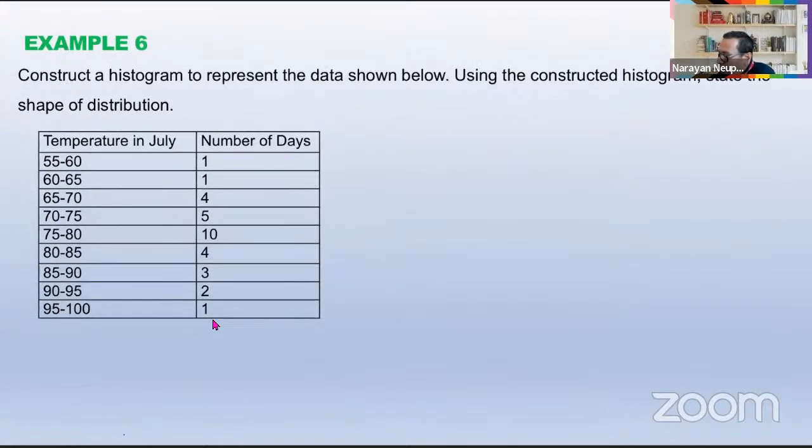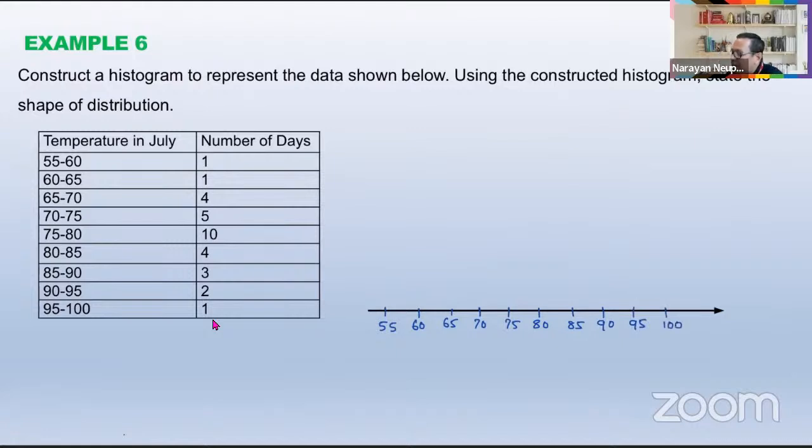So I'm drawing my x-axis here. Suppose that is my x-axis. You can start at 55. 55, 60, 65, 70, 75, 80, 85, 90, 95, and 100. These are the temperatures in the month of July.